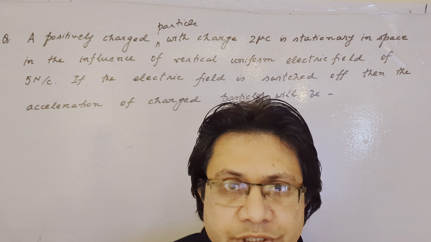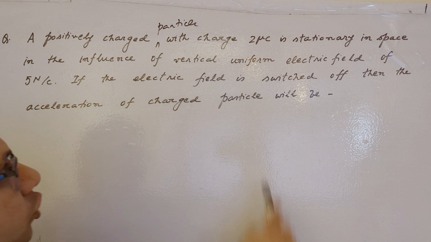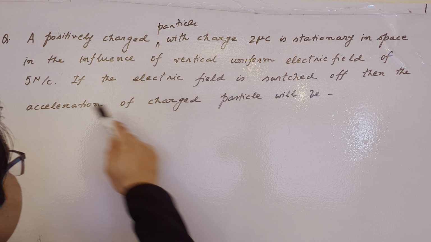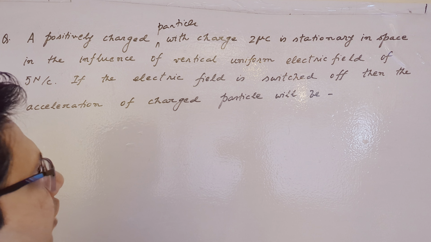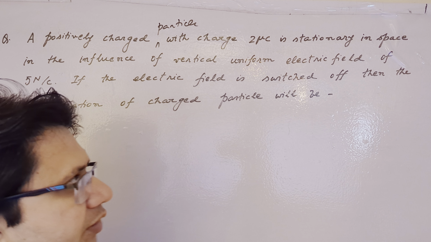Hello students, the question is: a positively charged particle with charge 2 microcoulomb is stationary in space in the influence of a vertical uniform electric field of 5 Newton per coulomb. If the electric field is switched off, then the acceleration of the charged particle will be.